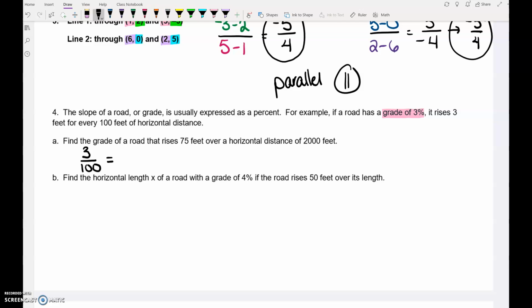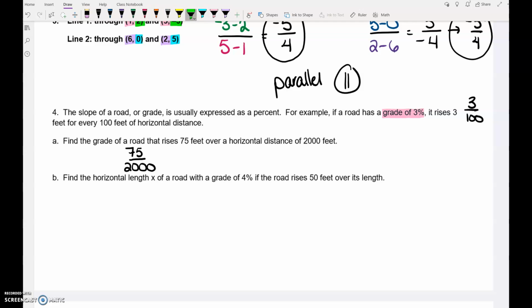Find the grade of a road that rises 75 feet over a horizontal distance of 2,000 feet. Oh, I'm sorry. We're not actually using 3 there. I should write that up here. 3 out of 100.